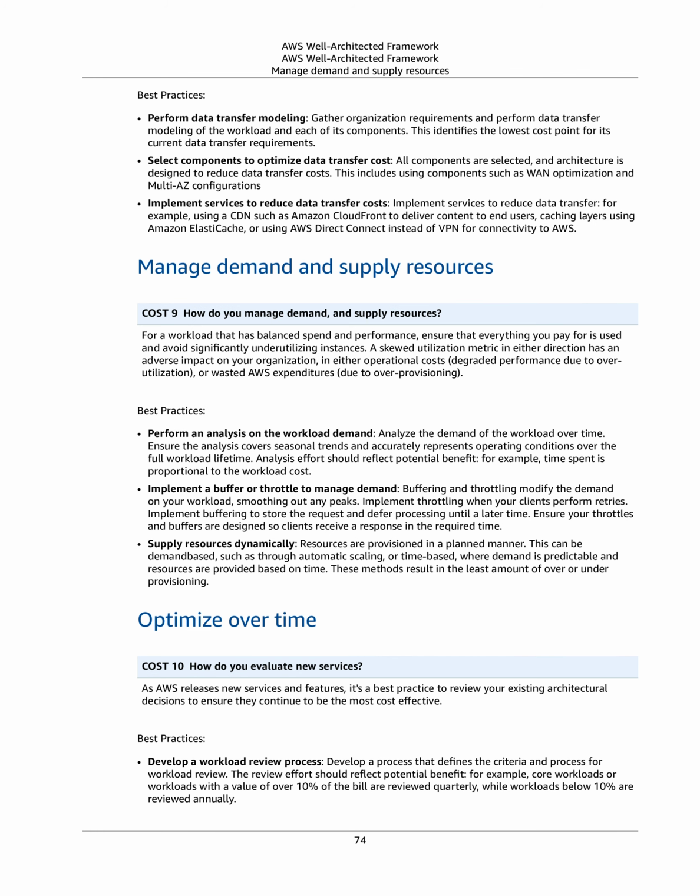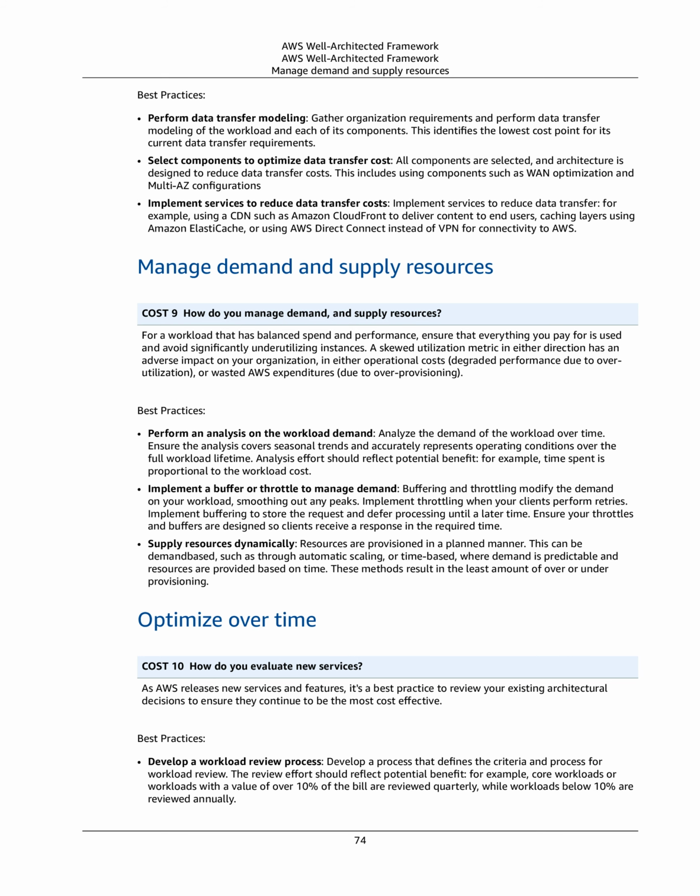Best practices: perform data transfer modeling. Gather organization requirements and perform data transfer modeling of the workload and each of its components. This identifies the lowest cost point for its current data transfer requirements. Select components to optimize data transfer cost. All components are selected, and architecture is designed to reduce data transfer costs. This includes using components such as WAN optimization and multi-AZ configurations.